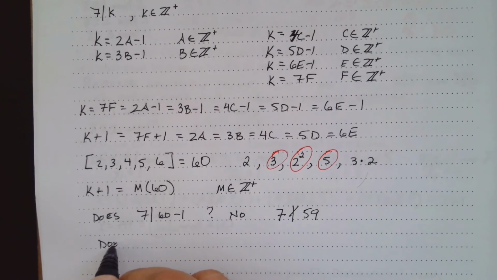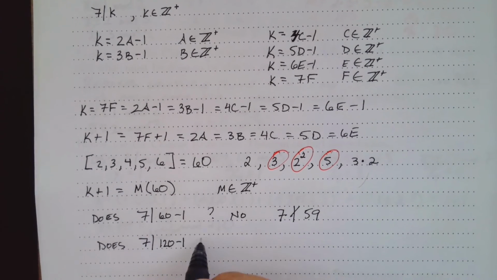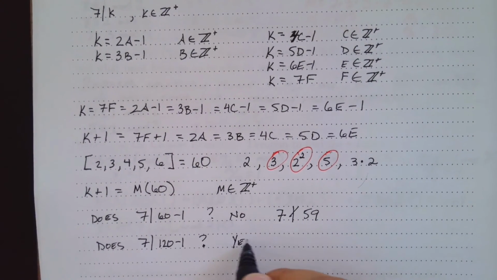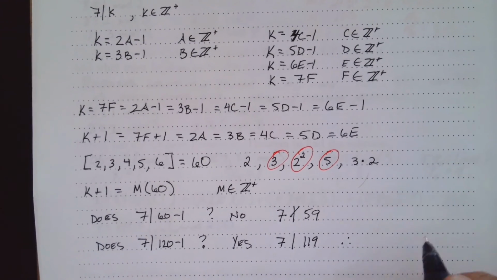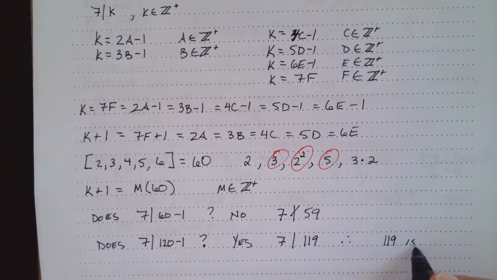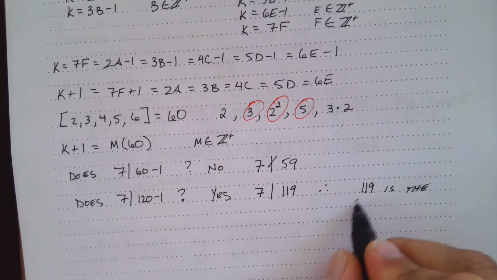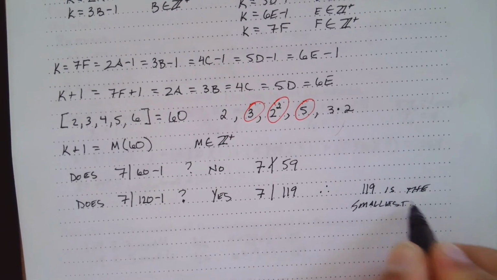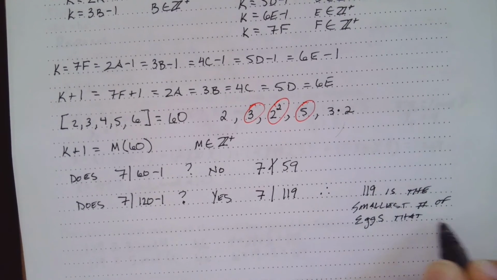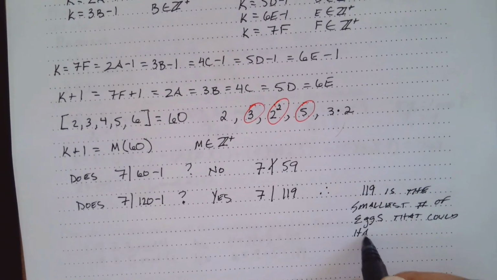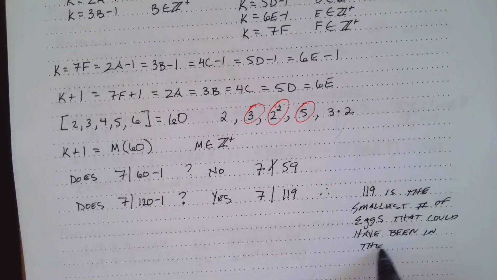All right. Does 7 divide 120 minus 1? And the answer to that is yes. 7 does divide 119. So therefore, 119 is the smallest number of eggs that could have been in the basket.